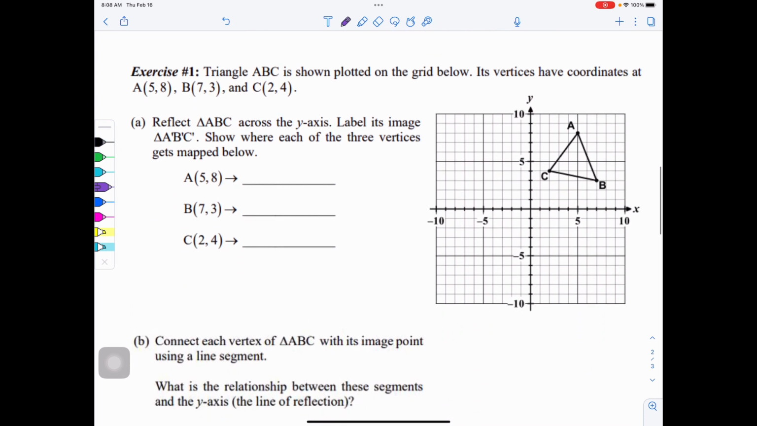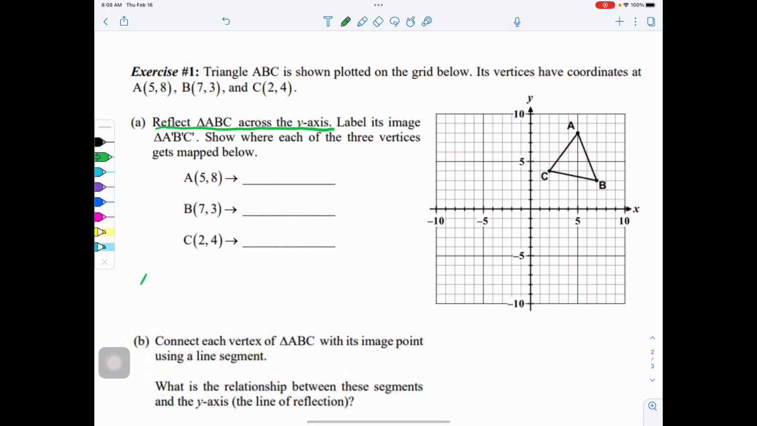create a reflection. So it says triangle ABC is shown plotted on the grid below. Its vertices have coordinates at A (5, 8), B (7, 3), and C (2, 4). And as you can see on the coordinate grid there, it's already been graphed for us. So we have to reflect triangle ABC across the y-axis.